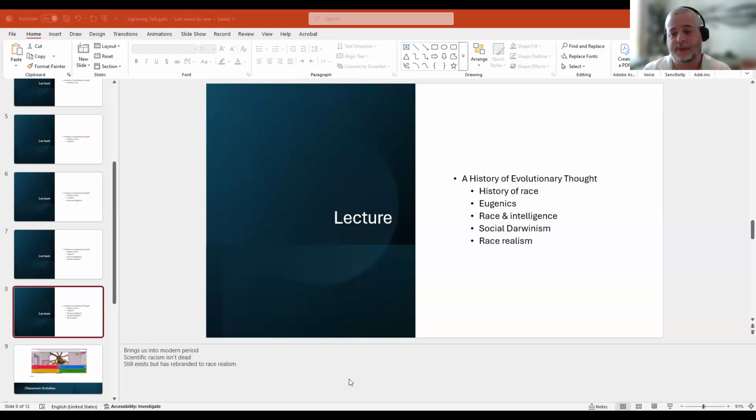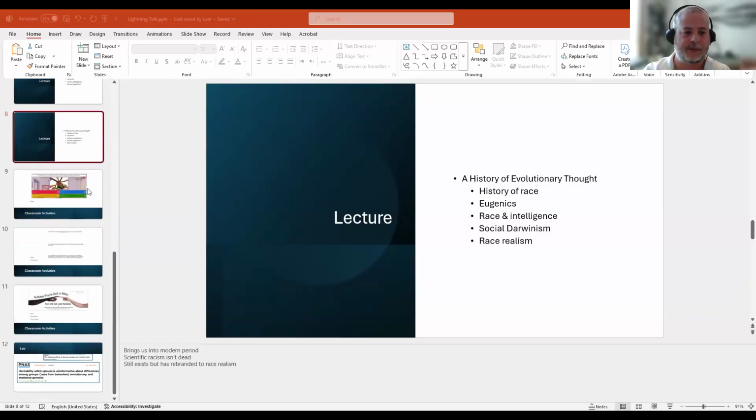And then we wrap things up in the lecture by bringing things into the modern period, because as I mentioned before, scientific racism really isn't dead. It is a much more marginal ideology now than it was historically, but it does still exist. It's kind of rebranded itself to race realism. But there definitely still exist people who believe that there are biological differences between the races, and that those account for the social outcomes between these different groups. And so we touch on that a little bit in lecture, but we save the counter arguments for the last section of our talk, which will be about our lab.